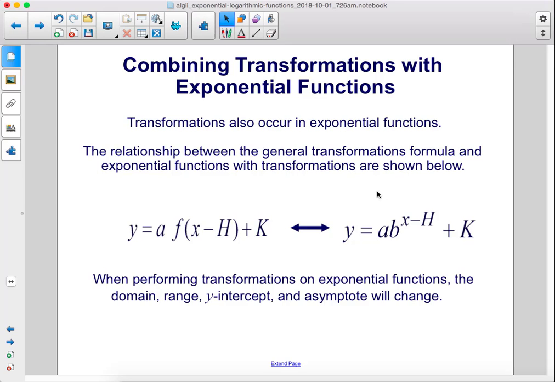Transformations also occur in exponential functions. The relationship between the general transformations formula and exponential functions with transformations are shown below. When performing transformations on exponential functions, the domain, range, y-intercept, and asymptote will change.